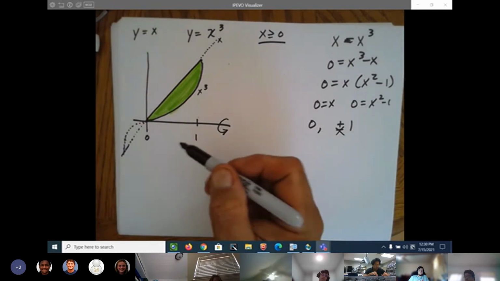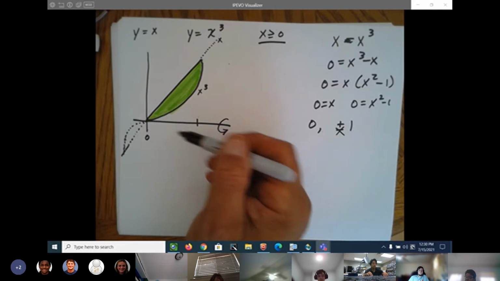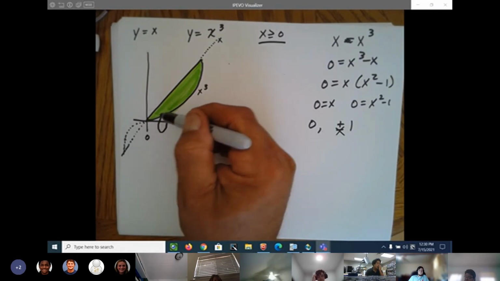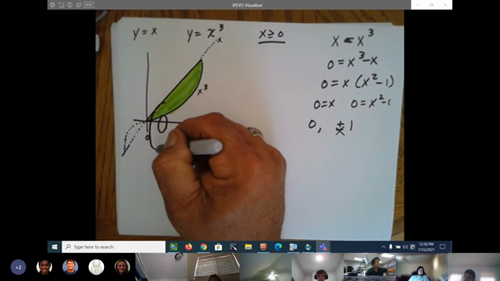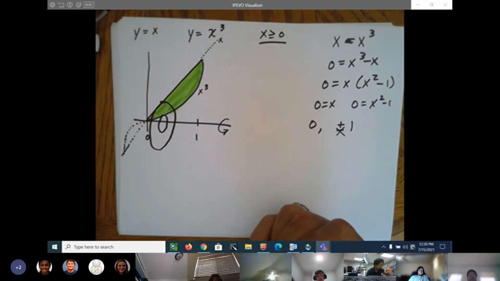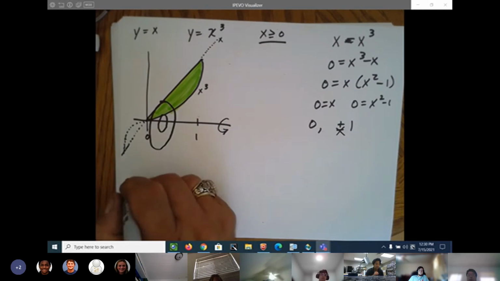So we're revolving around the x-axis. So what does that form? What is a disc with a hole in it? A washer. It's not a donut. It's a washer.